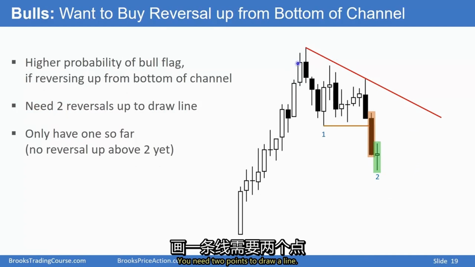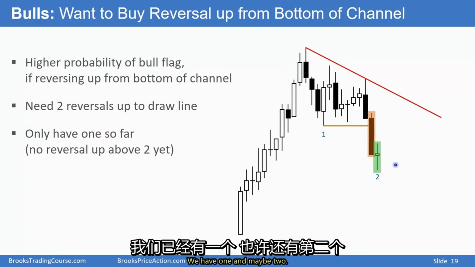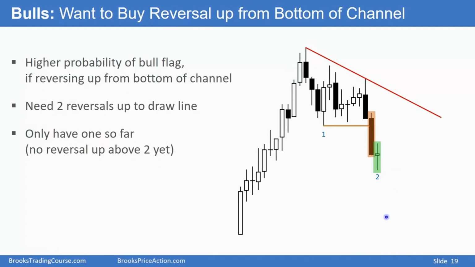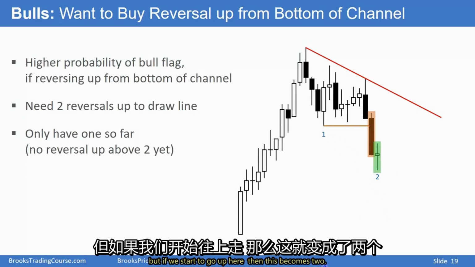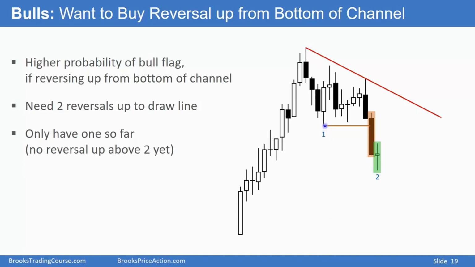Now, if there is a channel here, a bear channel, bulls are looking to buy a reversal up. You need 2 points to draw a line. We have 1 and maybe 2. So far, we only have 1 for sure, but if we start to go up here, then this becomes 2.